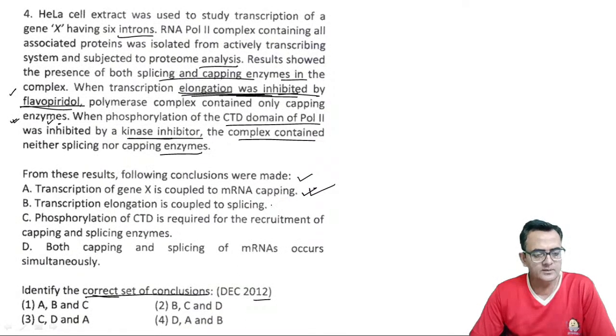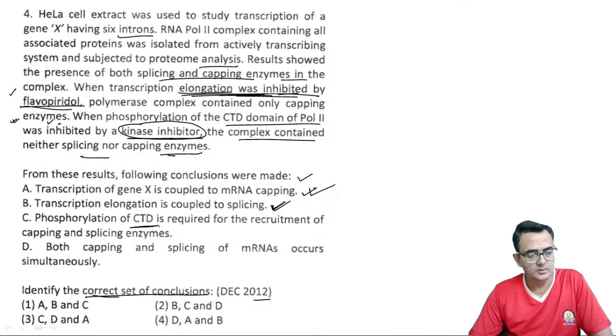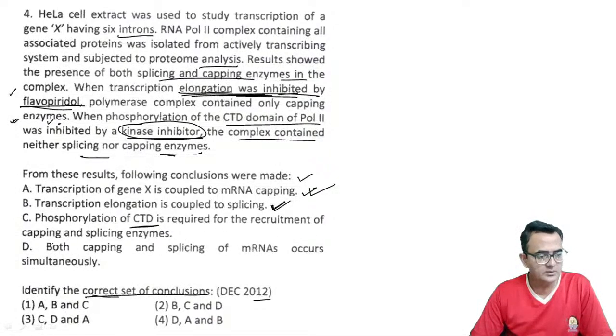Transcription elongation is coupled with splicing. This is also correct, because with the second inhibitor, the splicing enzymes have also disappeared, right? Neither splicing enzymes nor capping enzymes. So this statement is also correct. Third statement: phosphorylation of CTD is required for recruitment of the capping and splicing. Yes, of course. Earlier we discussed that phosphorylation of the CTD is the main root cause of the elongation as well as the post-transcriptional modification. So CTD is required for the recruitment of capping as well as splicing. So this is also correct.